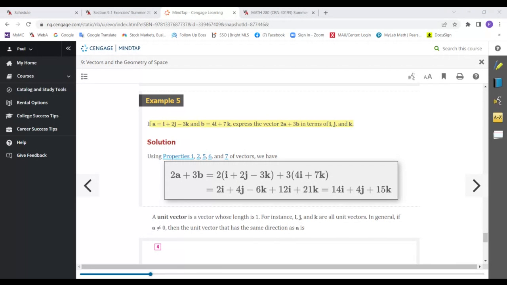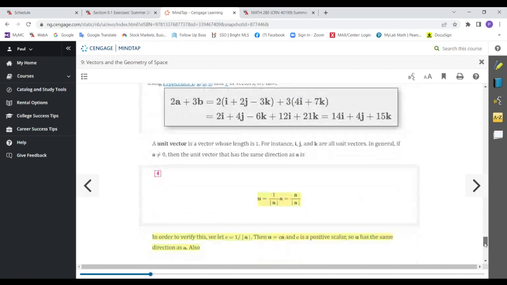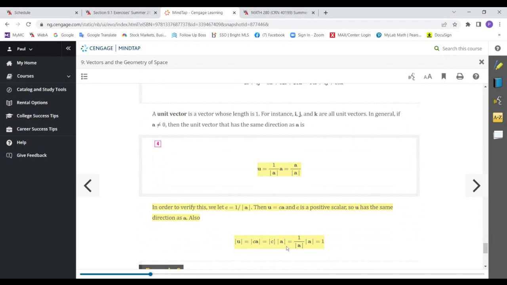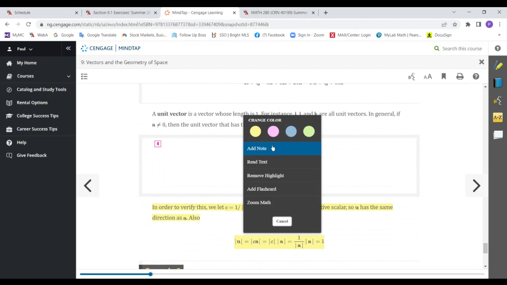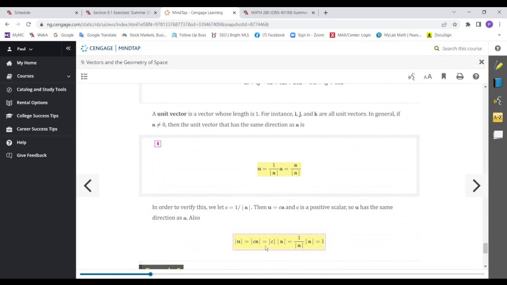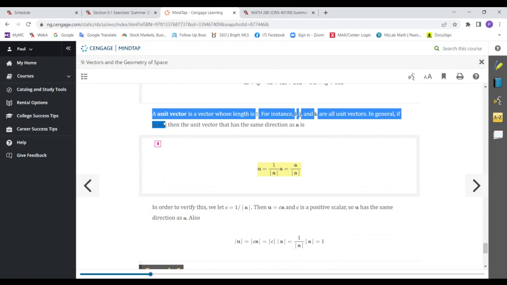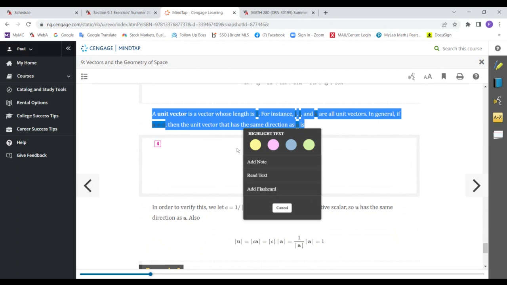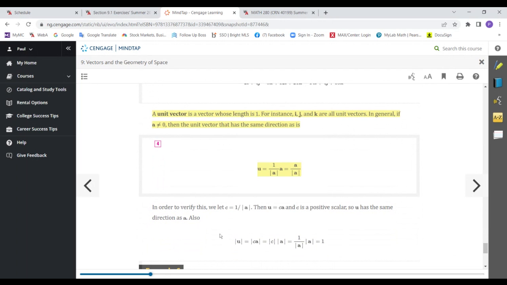So let's look at a few more things. Sometimes we want to have a vector that points in the direction of a vector but has length 1. A unit vector is a vector whose length is 1.